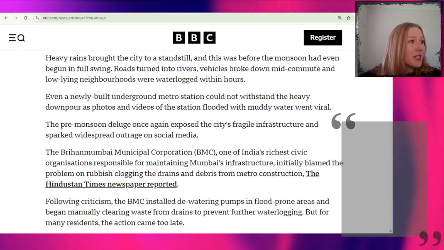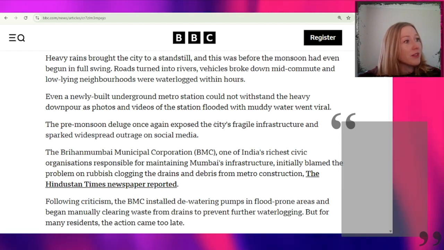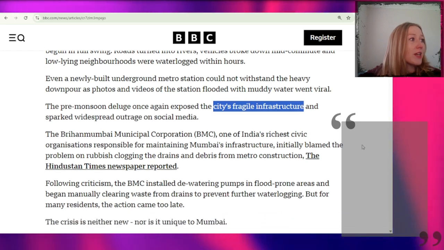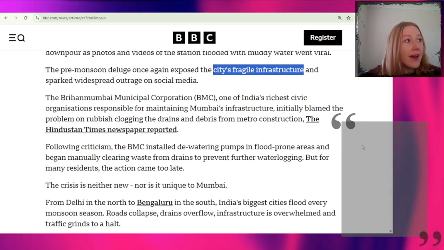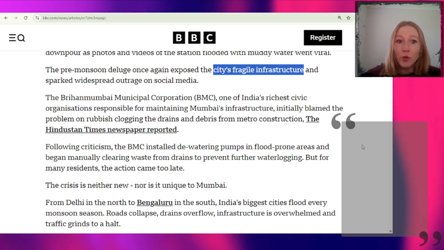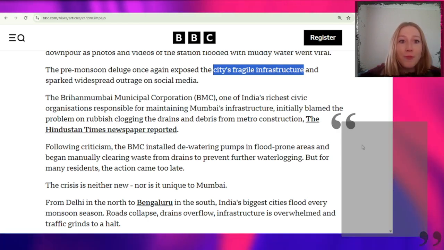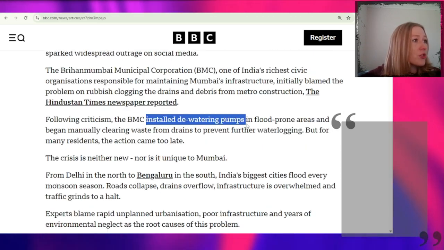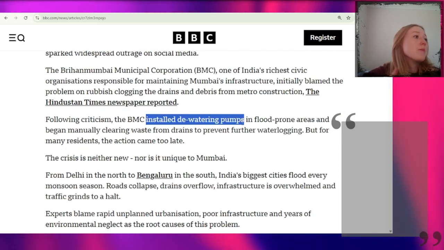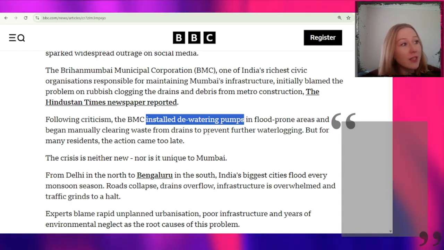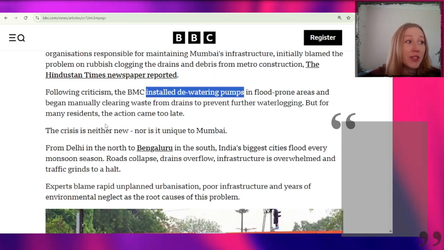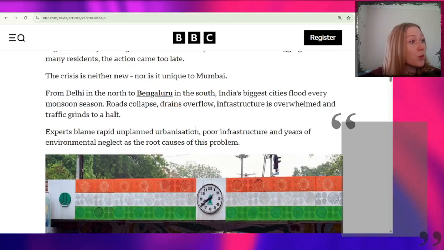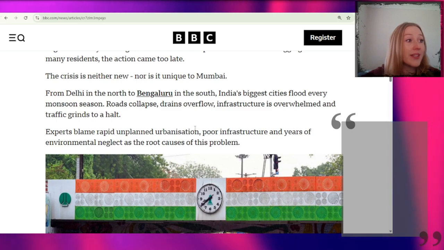And it very much seems like when they mention over here the city's fragile infrastructure, it definitely seems like a lot of these cities aren't actually prepared for these floods. They just kind of manage the disasters as they come. They mention that they do have installed dewatering pumps for the areas and began manually clearing water away, but the action came too late. So they mention unplanned urbanization, poor infrastructure, years of neglect.